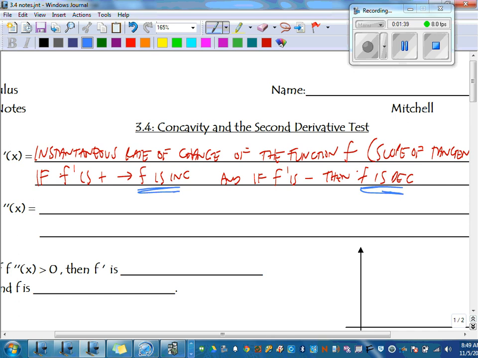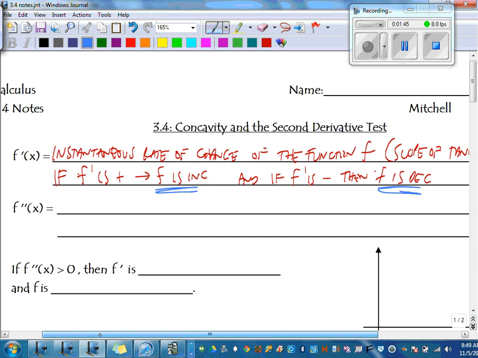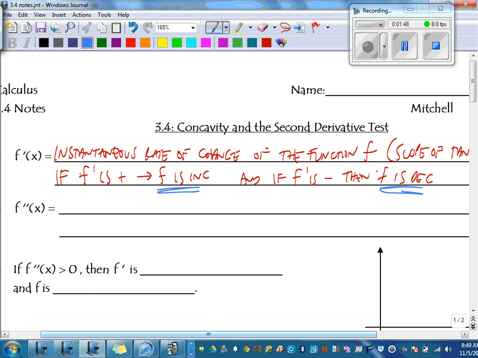Now, the second derivative, obviously, is the derivative of the first derivative. So it tells us a little bit about that, as well as some stuff about the original function f. So first of all, the second derivative of f of x is the instantaneous rate of change of the derivative of f. So it's telling us the rate of change of the rate of change, if that makes any sense. So it's telling us how that derivative is changing.